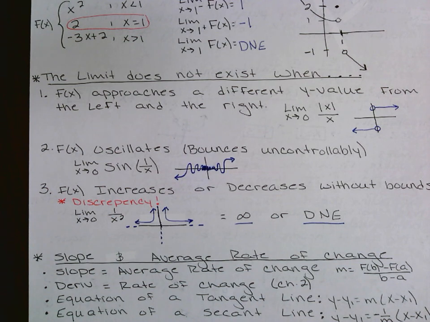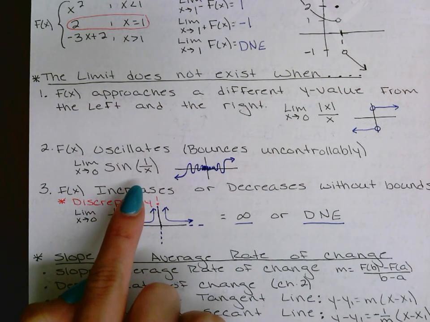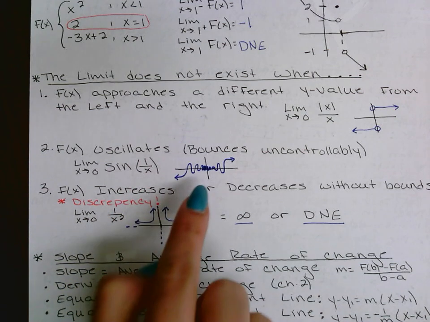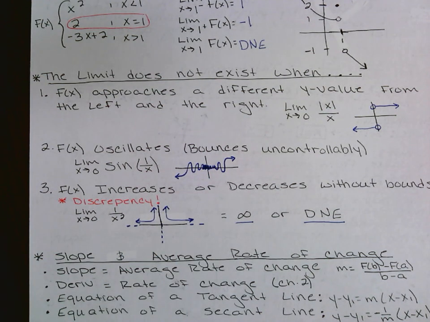Oscillate is a fancy word for bouncing uncontrollably, okay? I would suggest taking a moment and putting sine of 1 over x into the Desmos graphing calculator, and you'll get a graph that looks like this. And you can try and zoom in indefinitely into 0, and you're going to see that your whole screen turns the color of the function because it literally bounces so much, and it's so tight that you cannot determine what y value it's at, okay?